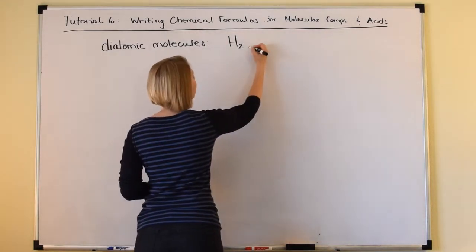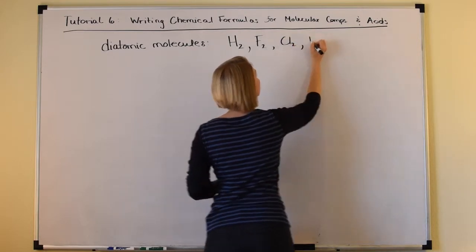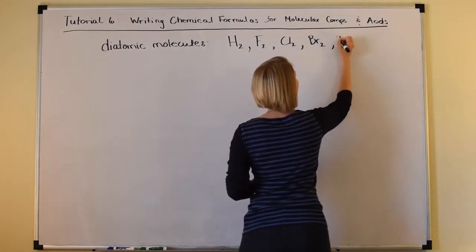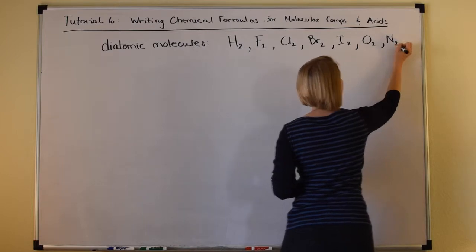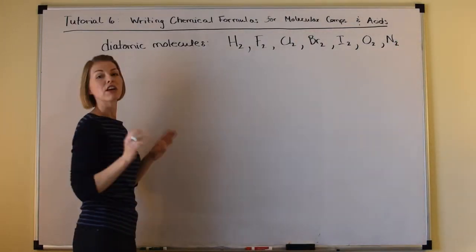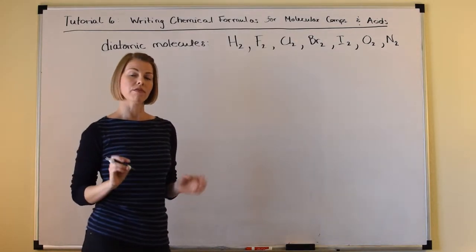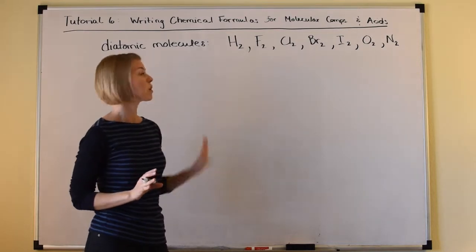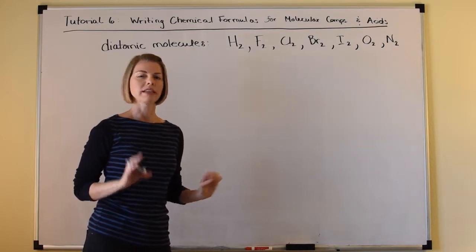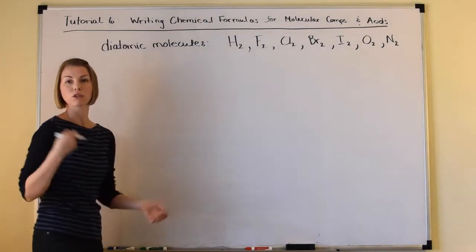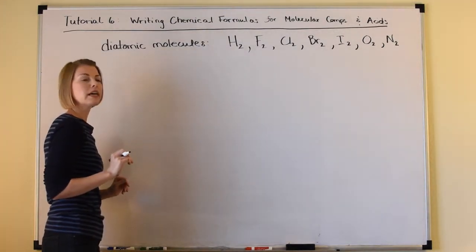The others are fluorine, chlorine, bromine, iodine, oxygen, and nitrogen. Okay, so these are the 7 elements that always exist in nature in this diatomic form. So from now on, if you are faced with writing the formula for one of those 7 elements, you should always write it in the diatomic form. It's especially going to be helpful once we get to writing balanced chemical equations in tutorial number 7. So let's just foreshadow a bit to that right now.